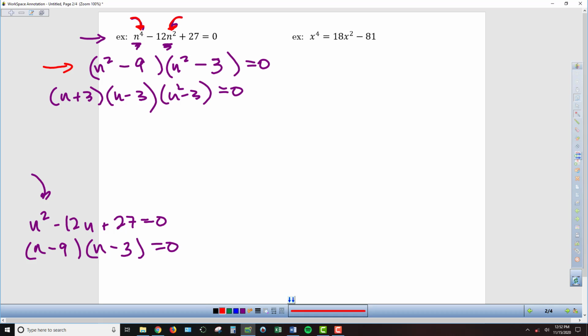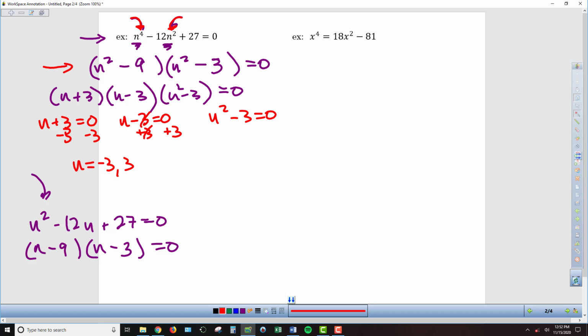So from here, I'm going to set my factors equal to 0. So I've got n plus 3 equals 0. I've got n minus 3 equals 0. Then I've got n squared minus 3 equals 0. So if I subtract 3 from both sides here, I get n equals negative 3. If I add 3 to both sides here, I'm going to get positive 3, so this time I'll just list them instead of writing the plus or minus.